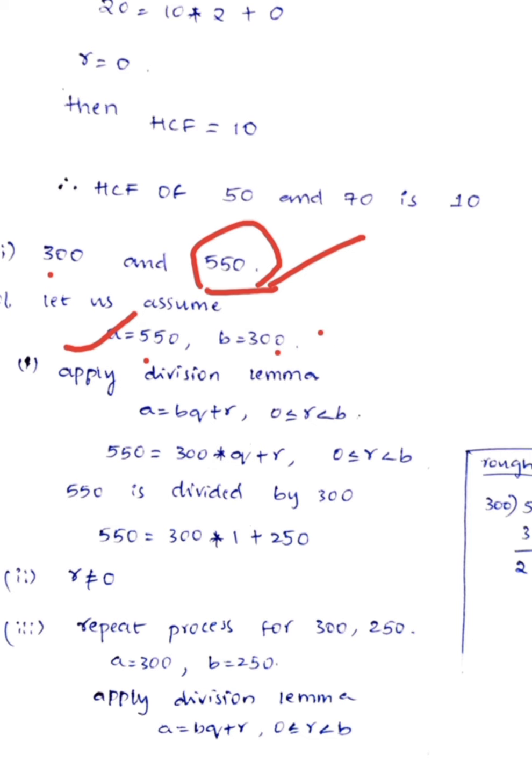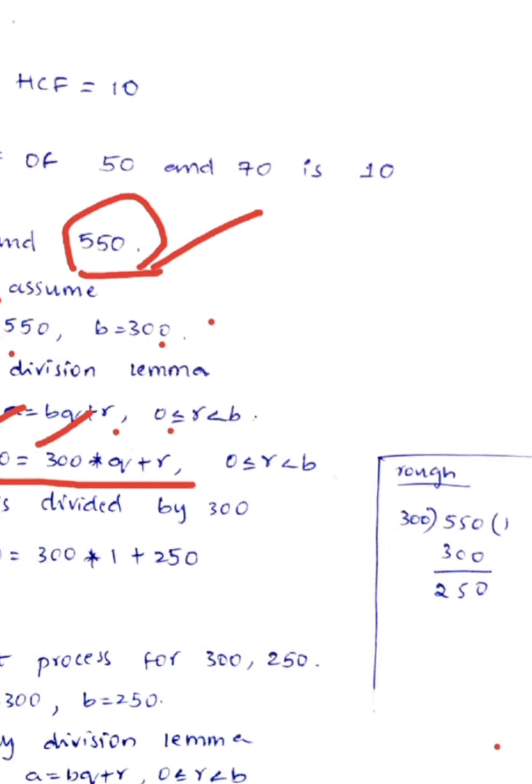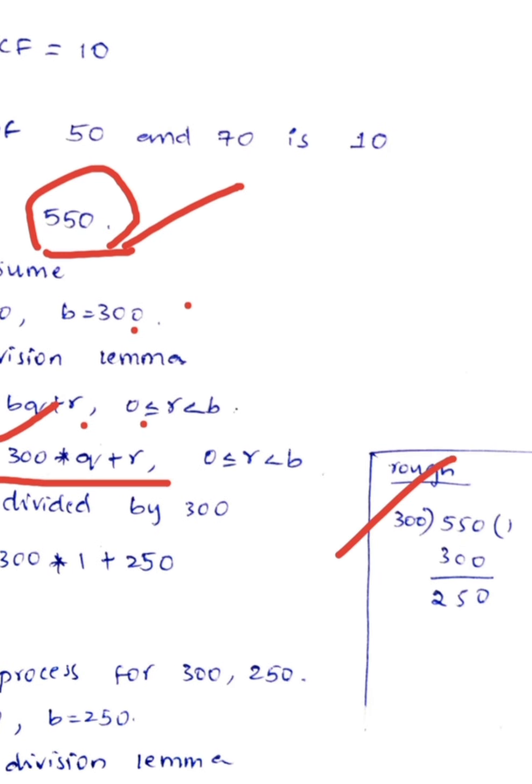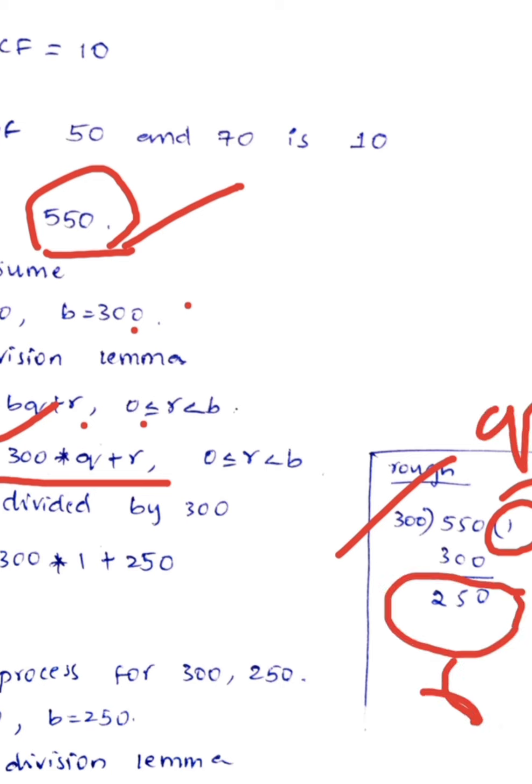Now in the first step we need to apply the division lemma. After applying the division lemma, the equation is 550 equal to 300 into q plus r. In order to find the values of q and r, you need to divide 550 by 300. When you divide in the rough, you get q as 1 and r as 250. That is, the quotient is 1 and the remainder is 250.